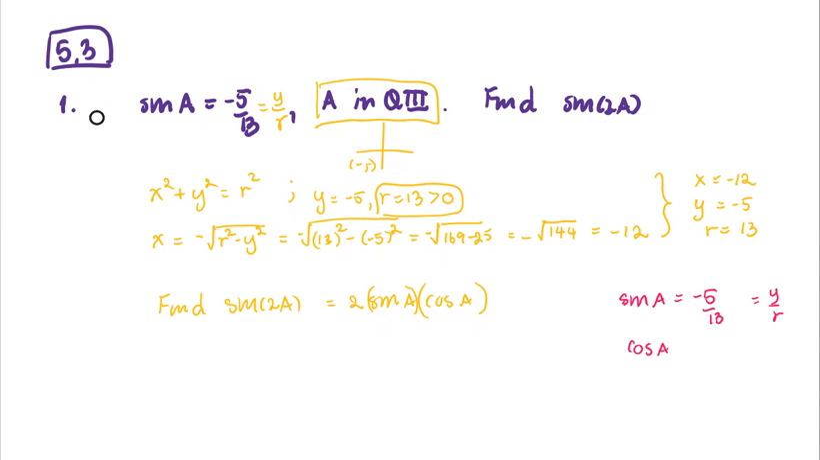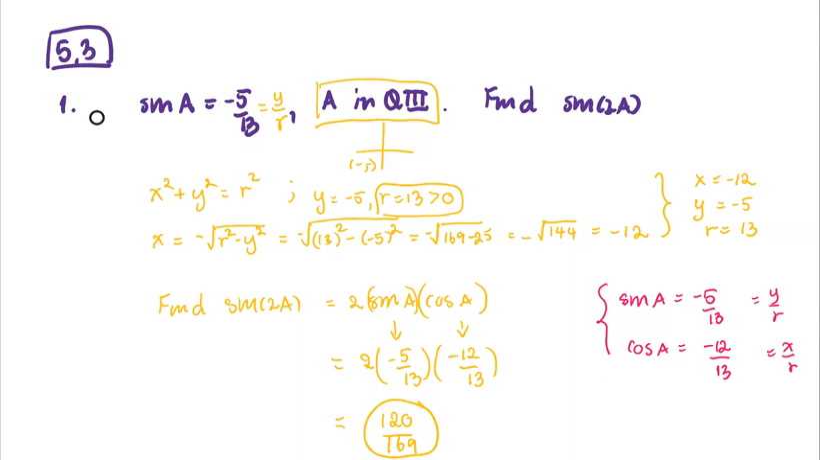The cosine of A, by definition, is x/r, or -12/13. From these two numbers, we bring them into the main part of the problem to find the value of sine of double angle A, or sine of 2A. So 2 times the value of sine A, which is -5/13, times the value of cosine A, which is -12/13. Simplify the numbers, and we get the value 120/169 as the result for number 1.